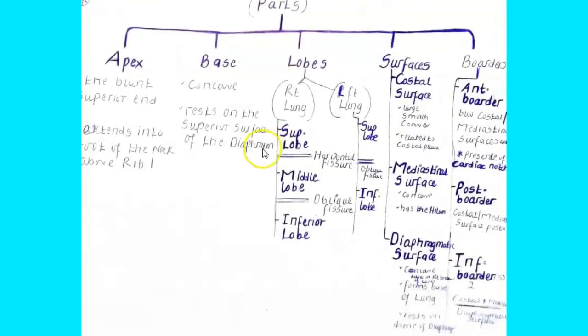Alright, we talked about the parts. Apex, base, lobes, there are 3 of them: superior, middle, and inferior. Surfaces, we have costal, mediastinal, and diaphragmatic. Borders, we have anterior, posterior, and inferior.